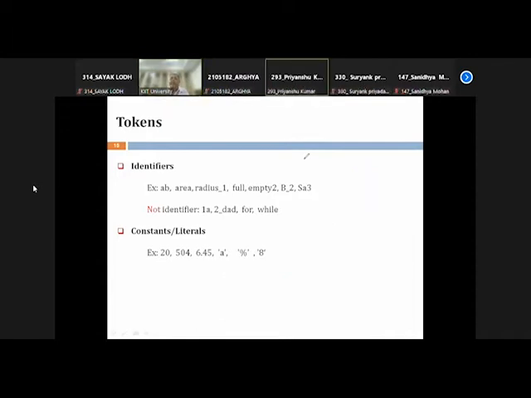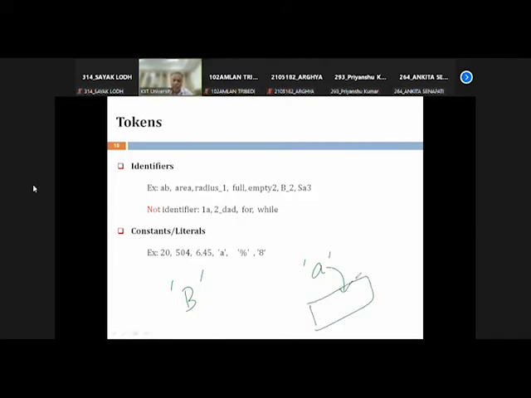Now, A can be a character, but A is not a character constant. When will A become a character constant? When I put a single quote. B is a character, not a character constant. When does it become a character constant? Single quote. And if you have a character constant and you want to store it in memory, the ASCII value of A will be stored.